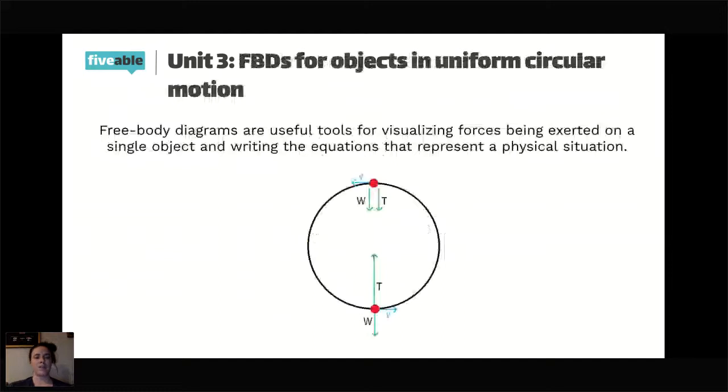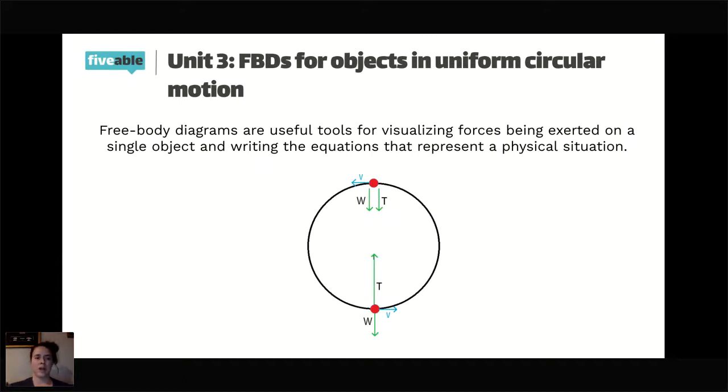Okay, so then we get into free body diagrams for objects in uniform circular motion. Free body diagrams are useful tools for visualizing forces being exerted on a single object and writing the equations. So we said that already. You can use free body diagrams for circles as well.